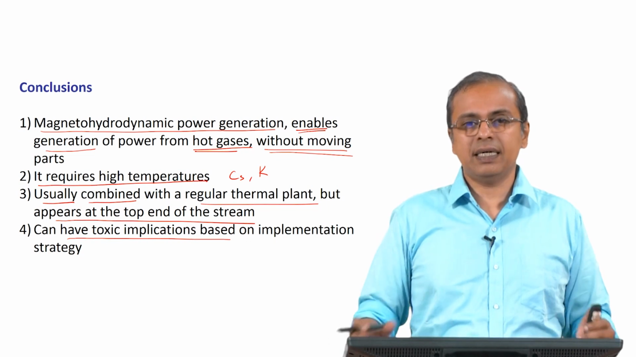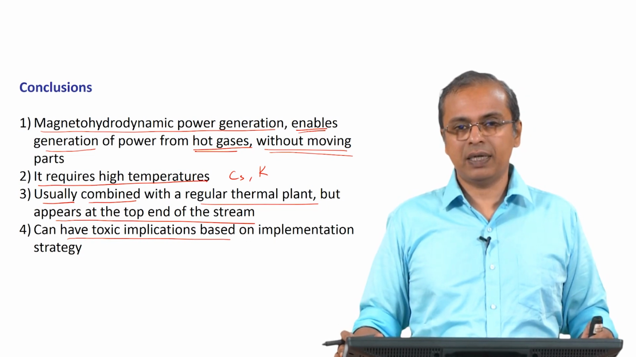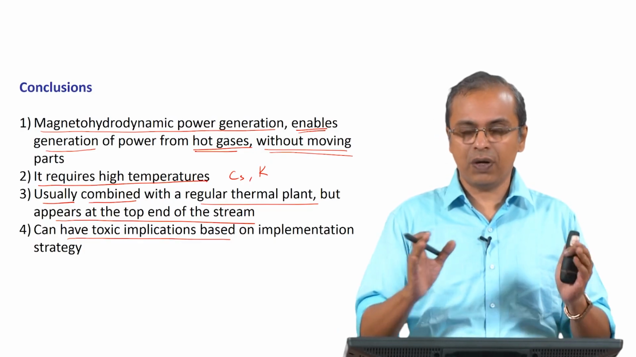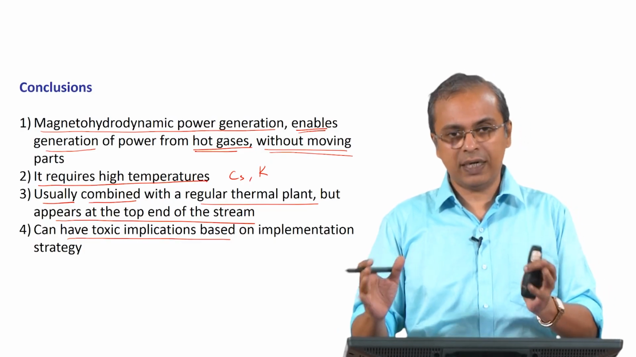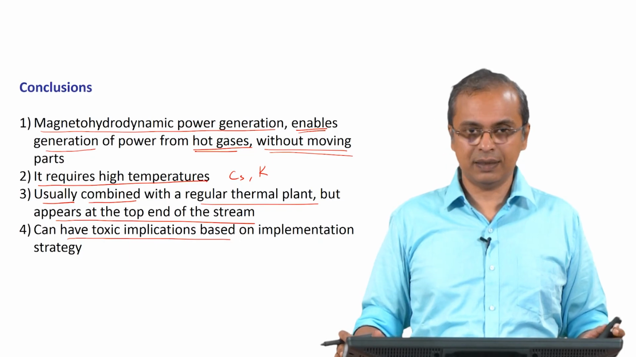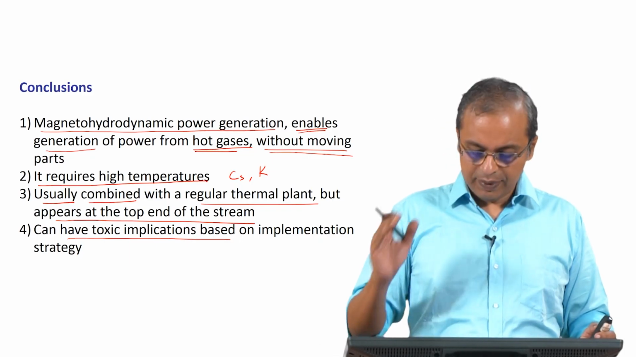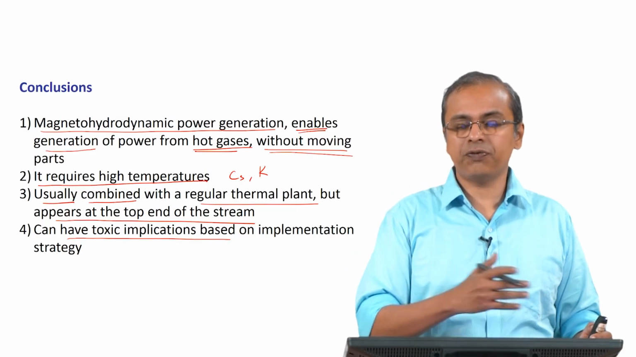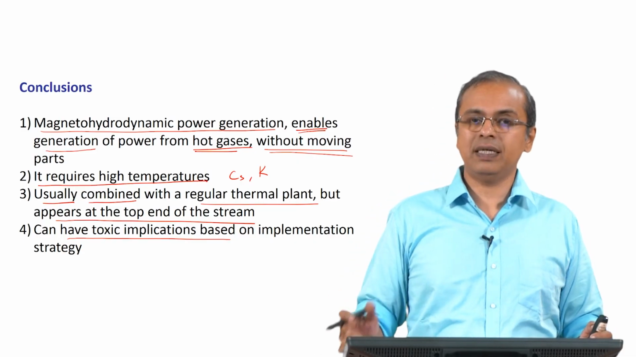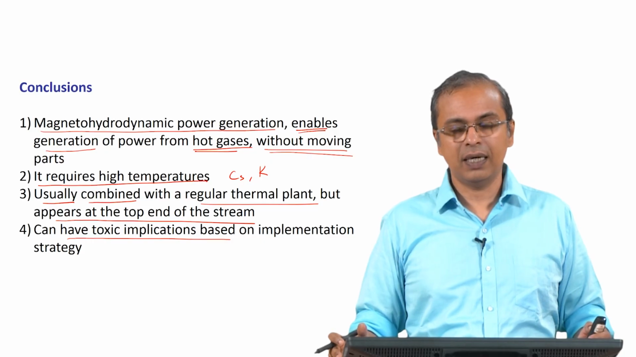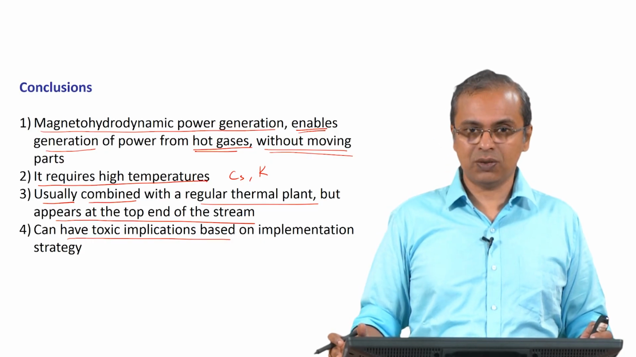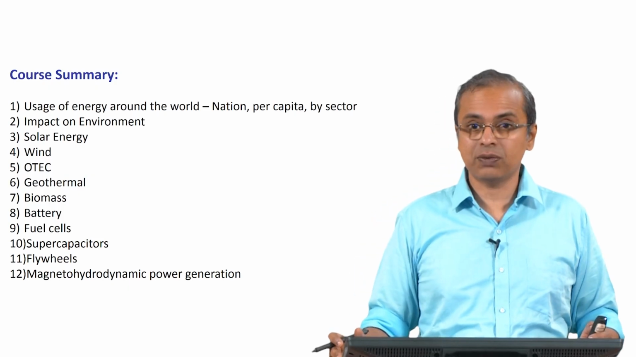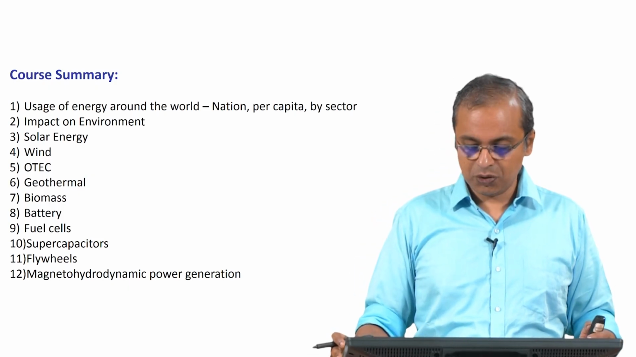Okay, so that is our summary of magneto-hydrodynamic power generation, an overview of how it works, and the context in which we look at this generation process. So, now this concludes the range of power generation activities and non-conventional energy sources activities that we discussed through this course. So, I would like to spend a few minutes just to summarize what we have done in this course.